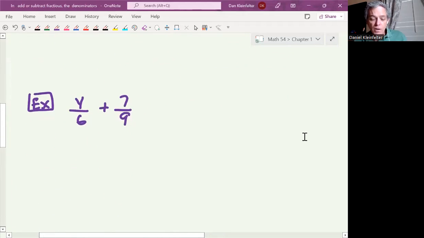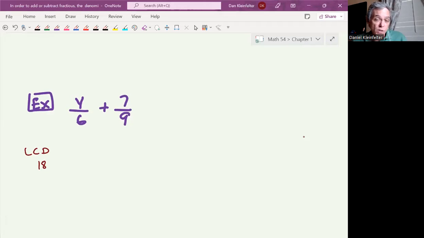Okay. All right, next up, we have y/6 plus 7/9. On this one, the numbers are a little smaller, so it's a little easier for me to see that the LCD is going to be 18. 18 is 3 times 6 or 2 times 9. And so let's build up our fractions so that we have the correct denominator of 18. 6 goes into 18 3 times, so we'll have to multiply the top by 3 also. That gives us 3y/18. For 7/9, 9 goes into 18 2 times. We'll multiply the 7 on top also by 2, getting 14/18.